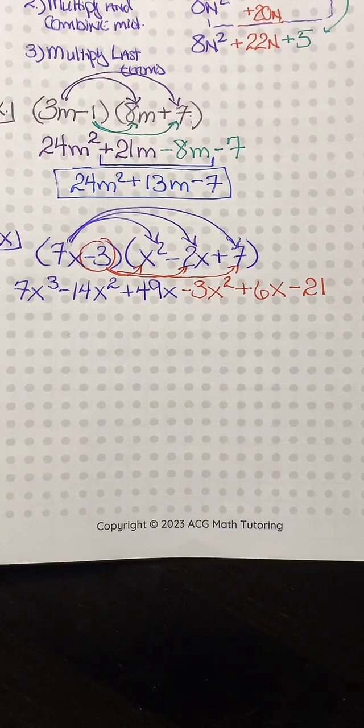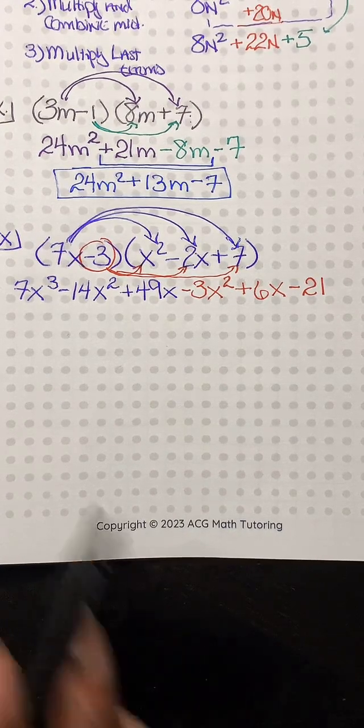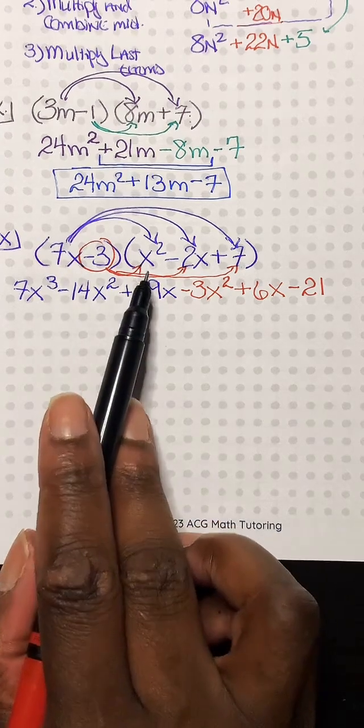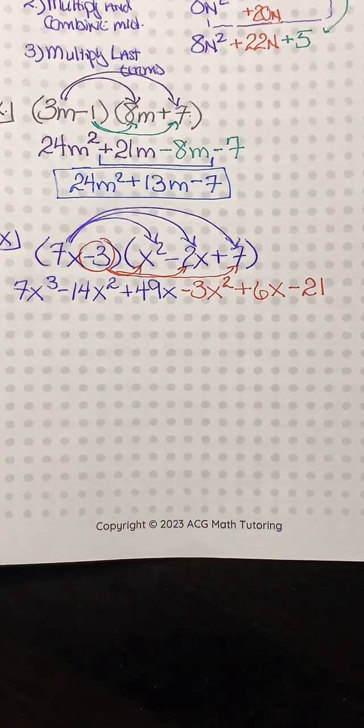Okay, yes. So when you multiply and they have the same base, you want to add your exponents.